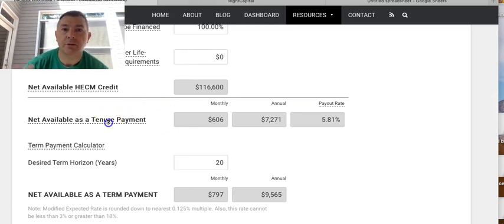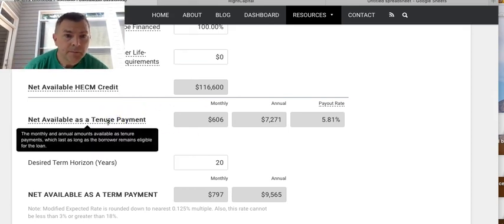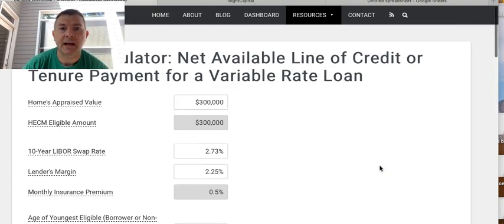So let's just remember, I'm just going to use round numbers, $600 a month. And that'll last as long as she remains eligible for the loan, i.e. she stays in the house and doesn't die. All right, so we're going to use this.